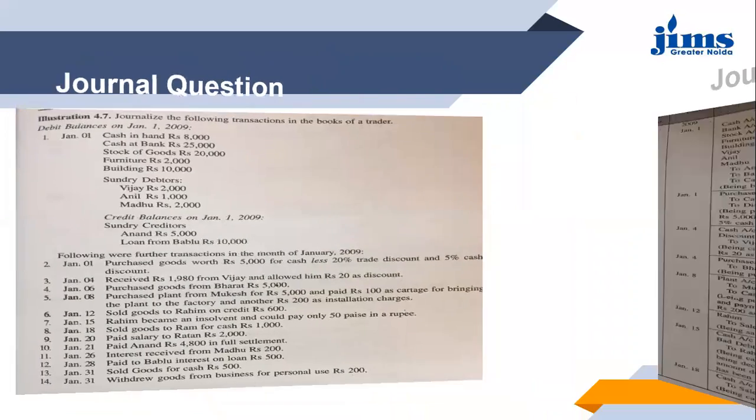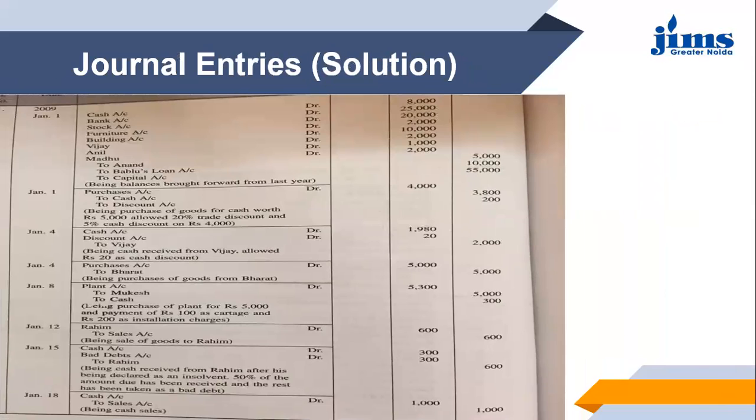That is the journal entry here. Rahim account debited to sales account. As I told you, sales will always be credited. So Rahim account debited to sales account with the amount 600. Date is 12th January and the narration written is sale of goods to Rahim. You can put on credit also, but the smallest narration is always the best. Whichever way you can make your journal entry concise, that is the best narration you can do.